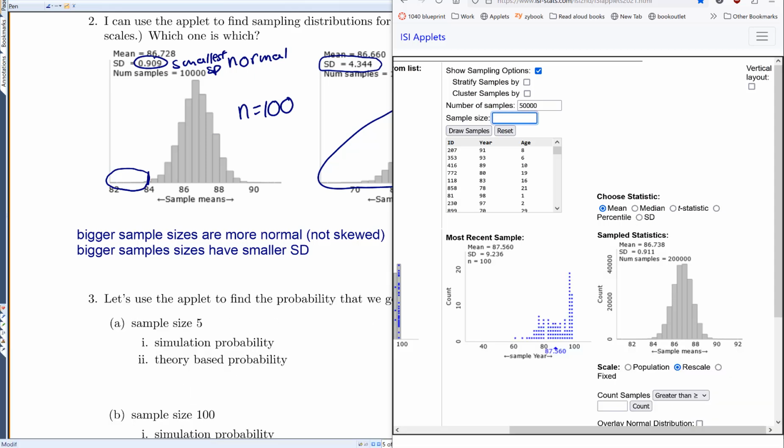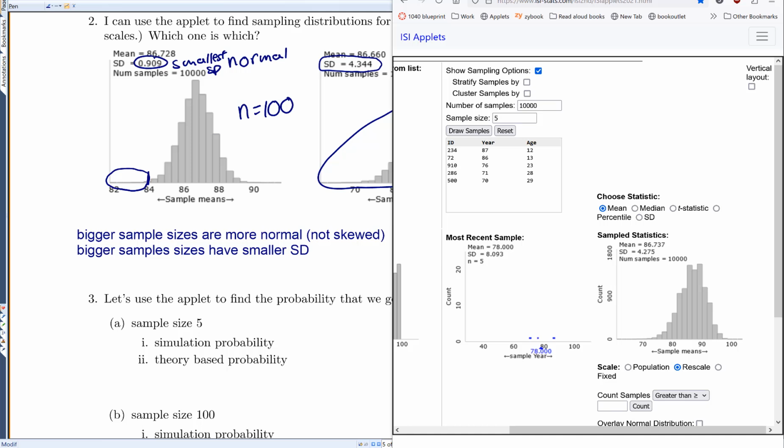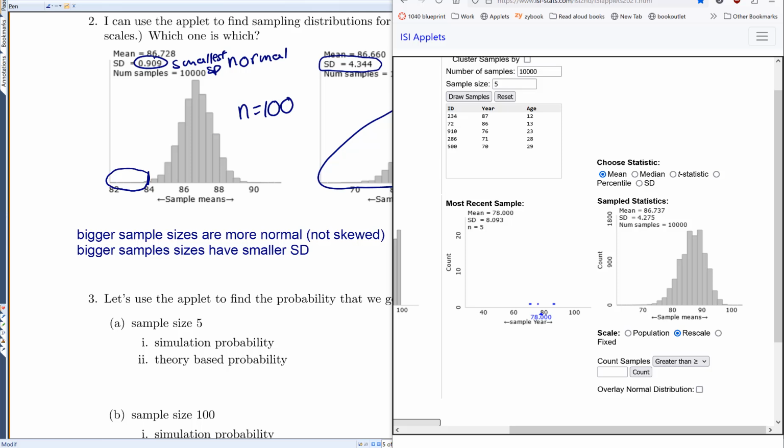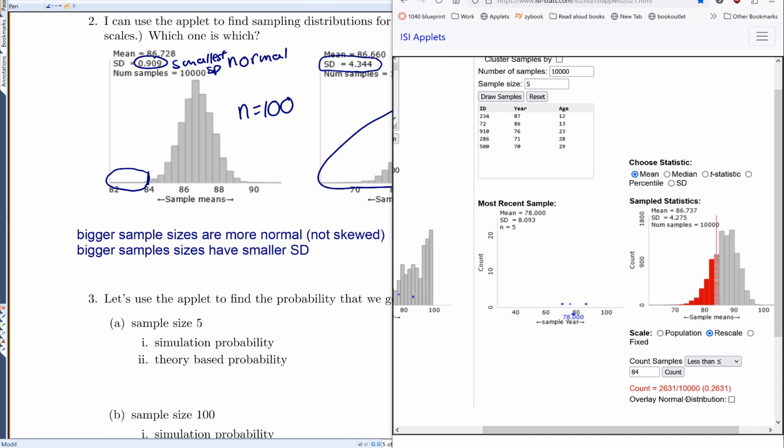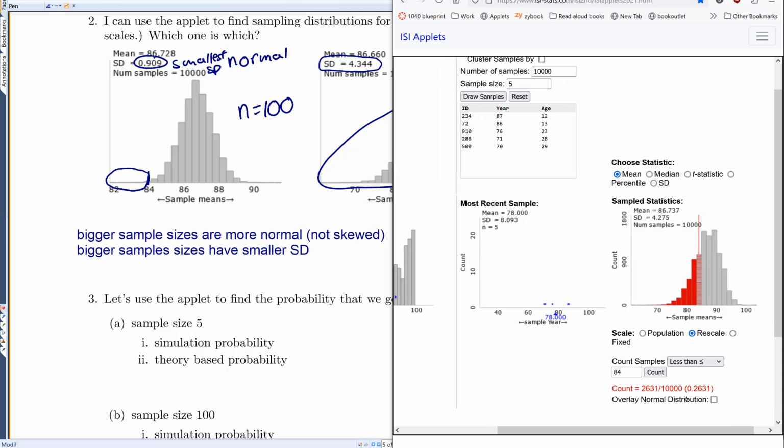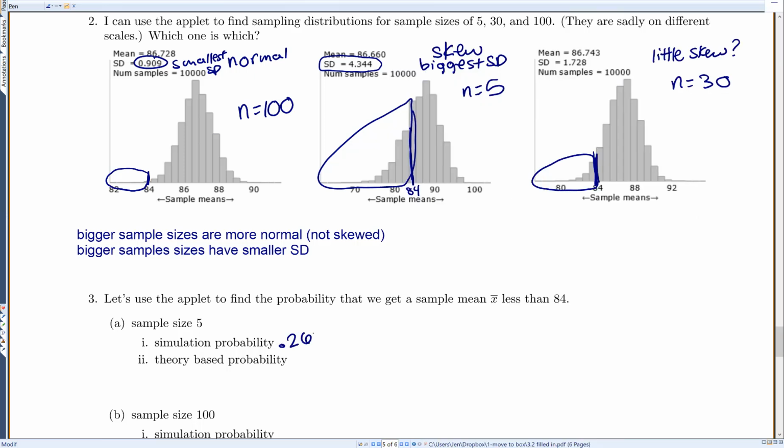So sample size of 5. Okay, so I'm doing 10,000 samples, sample size of 5. And here's my nice sampling distribution. And I want to come down here to count samples. We actually want less than or equal to 84. We can count, and it's a little bit different than the proportions. It doesn't tell us our p-value up here, but it does tell you the p-value down here. Your count is 2,631 out of 10,000 samples that had a sample mean less than 84, and that p-value is 0.2631.